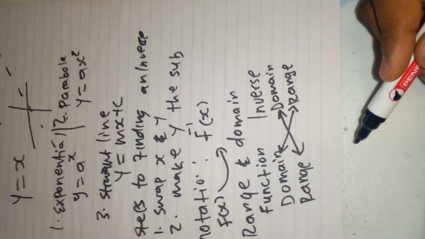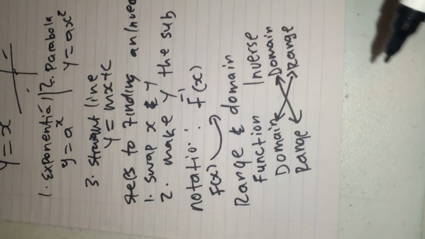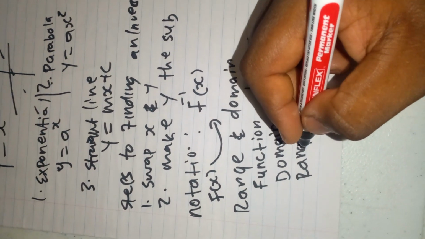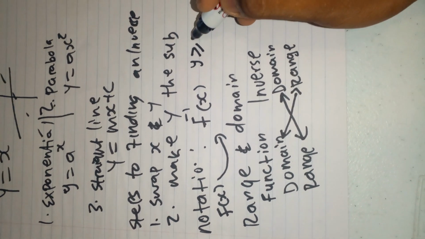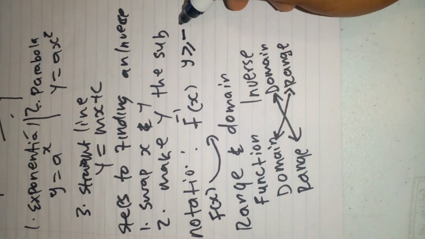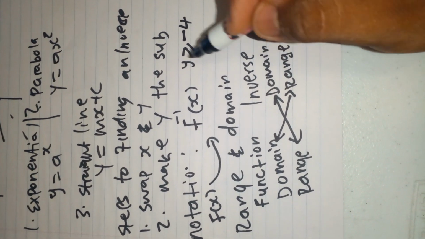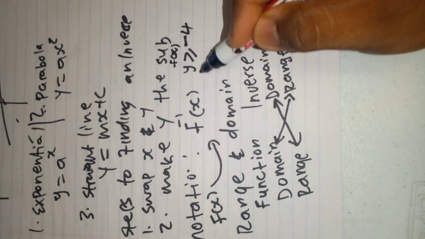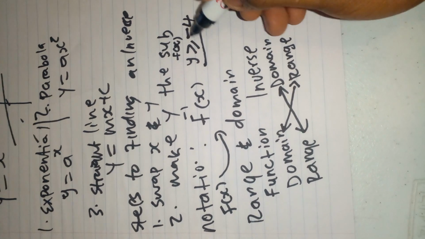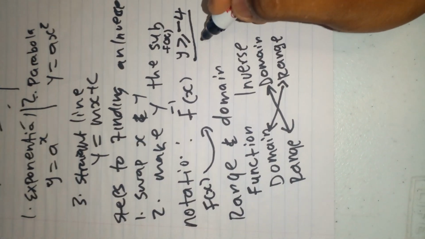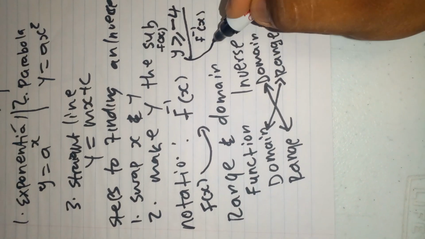function. It's tricky, right? So now basically, for example, let me take the range of a parabola, whereby the parabola is positive. Let's say the y value of the turning point is -4. So if the range of the parabola f of x is y is greater or equal to -4, then let's go to the inverse now. The domain of an inverse is going to be this one.